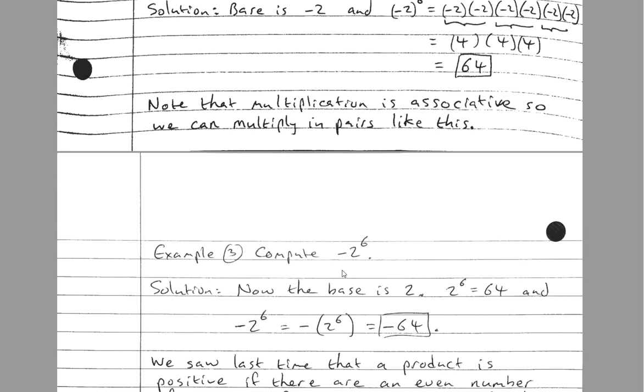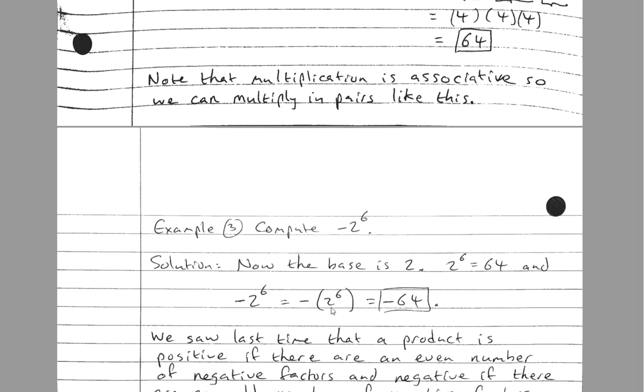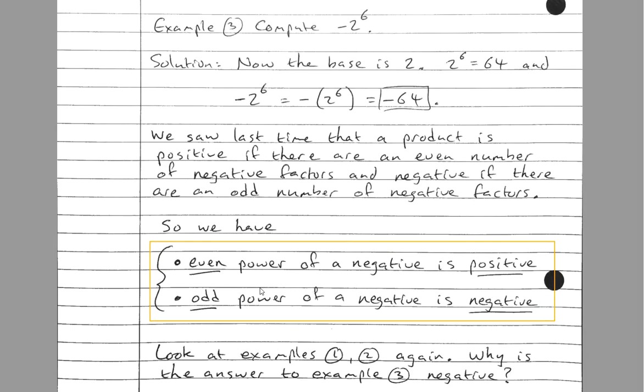This one is a bit different. This is really a positive number to a power, and a positive number to any power is always going to be positive, but then we have a minus out front, so that makes the whole thing negative. So we can't use the rule here. We don't have a power of a negative number, and this rule is only for powers of negatives.